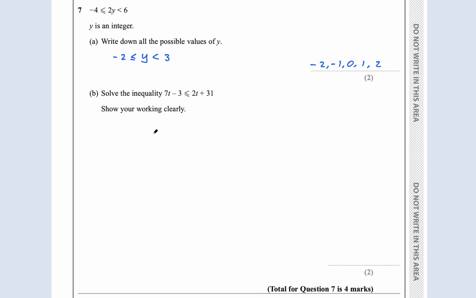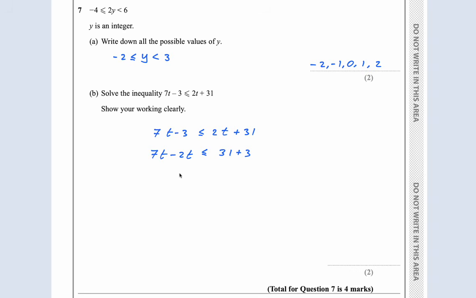Then it says solve this. Okay, so 7t minus 3 is less than or equal to 2t plus 31. So you can pretty much solve inequalities like equations, so long as you don't multiply or divide by a negative number, in which case you have to change the sign of this. I'm not going to do that. I'm just going to subtract 2t. That's fine. And I'm going to add 3. So I subtract 2t to this side, add 3 to this side.